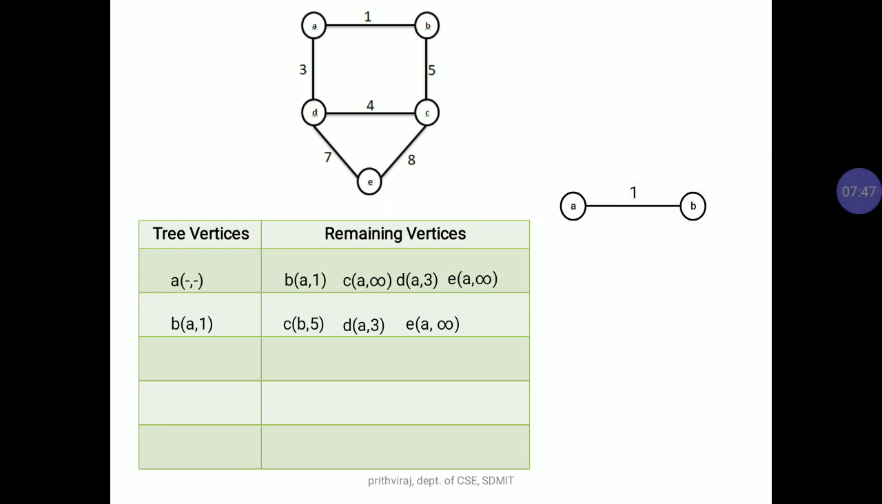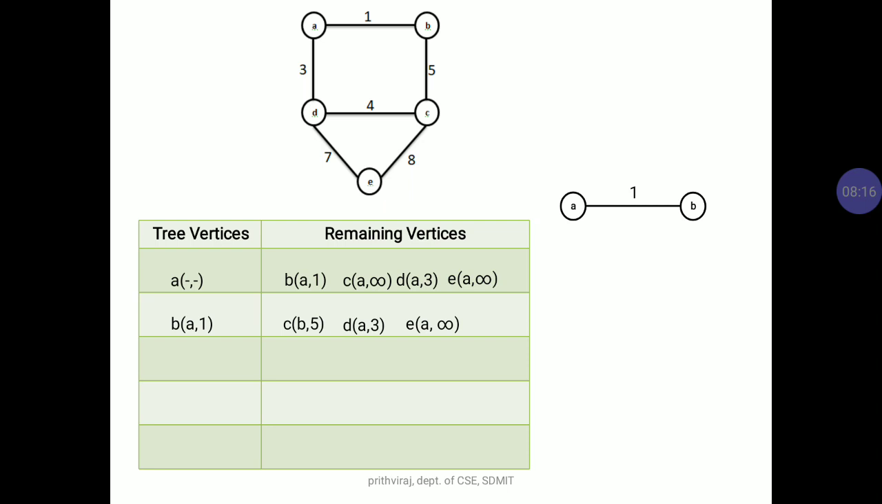Next, from B to E, again we don't have direct path, direct connection. So as in the previous step, again we had E of A comma infinity. So let us write down the same thing, E of A comma infinity. Either you can write E of A comma infinity or E of B comma infinity. Okay, that doesn't matter, because both infinity and infinity are same. Okay, so these are all the remaining vertices.